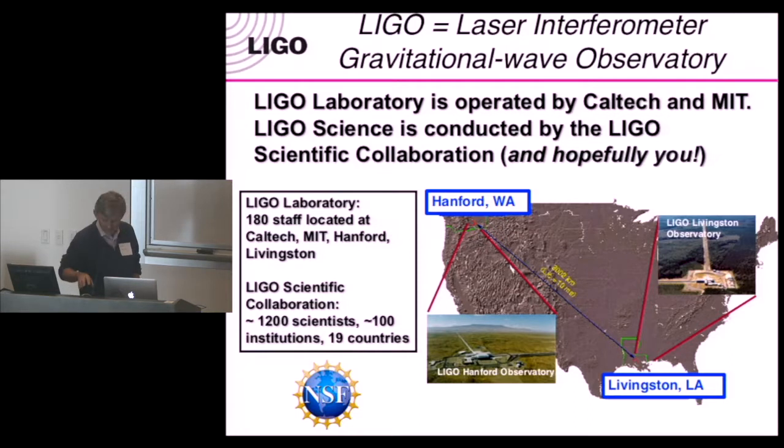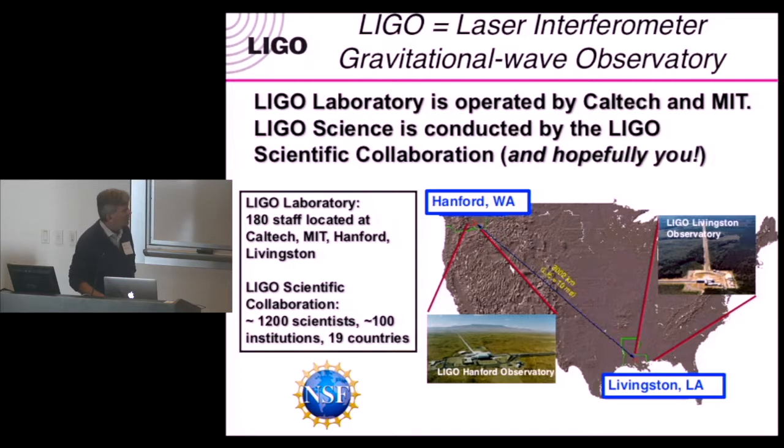I am at Caltech. I lead the LIGO laboratory, which is about 180 staff, including the two observatories, one in Livingston, Louisiana, one in Hanford, Washington. That's where the observatories are. And then there's a much broader group of people, and in fact, I think everybody who you'll be hearing from today are members of this broader LIGO Scientific Collaboration. It's quite a big group of people.